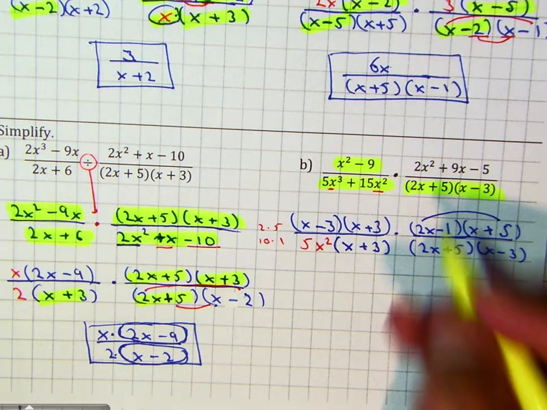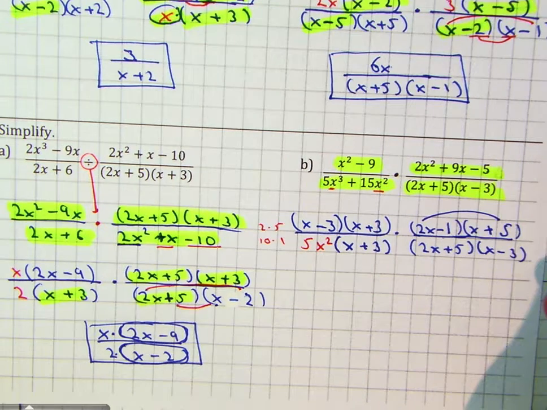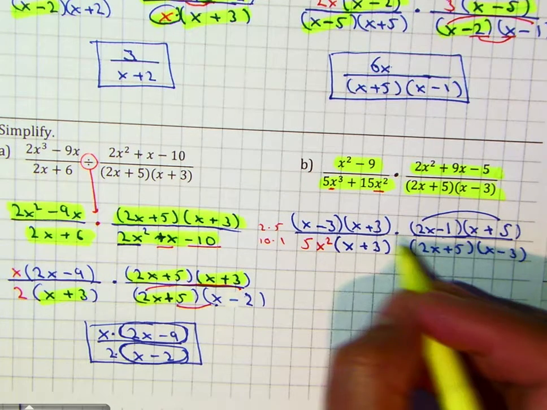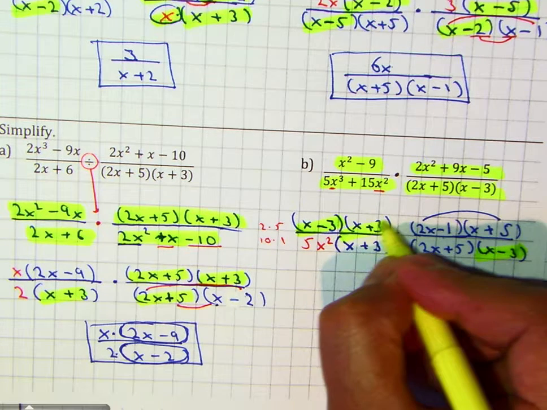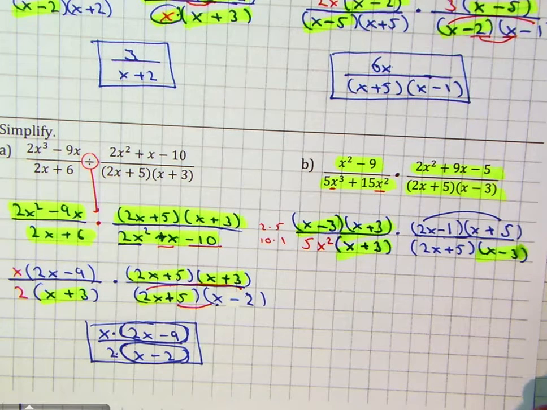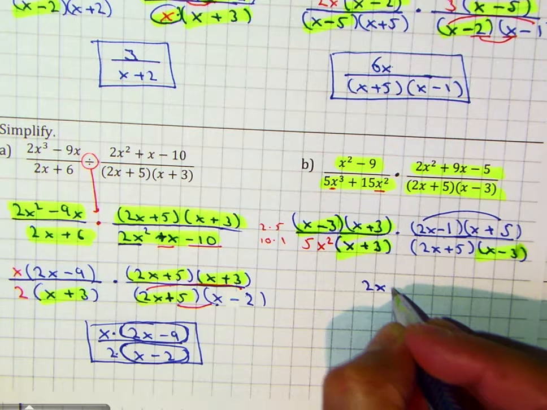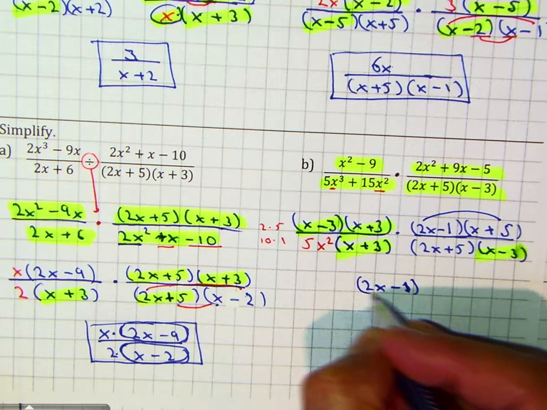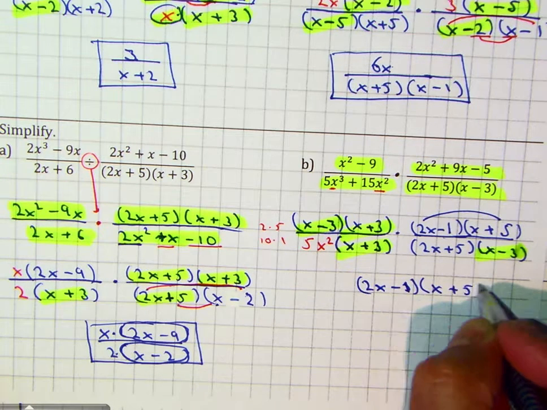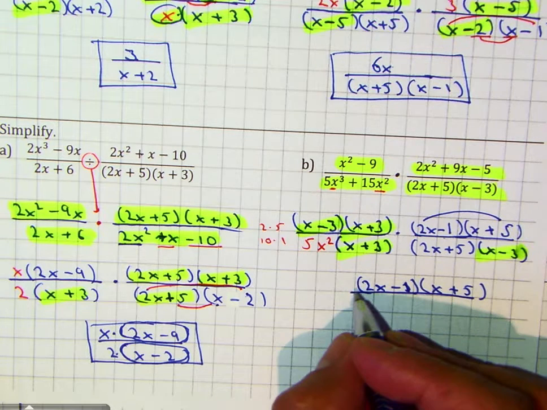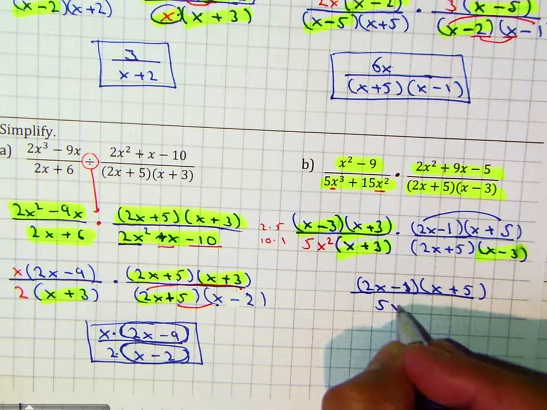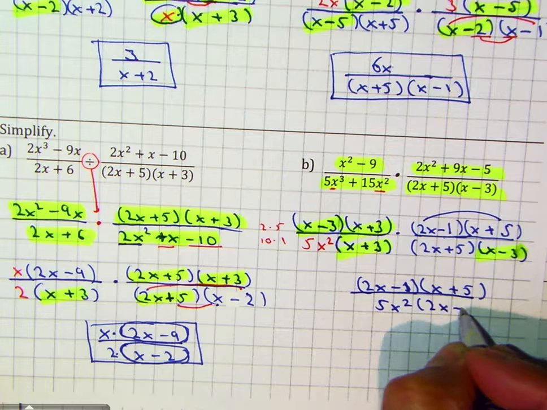So therefore that is already done. So I can cancel my x minus 3, it's gone. My x plus 3 is gone. And that's it. So therefore my final answer is 2x minus 1 multiplied by x plus 5 over 5x squared multiplied by 2x plus 5.